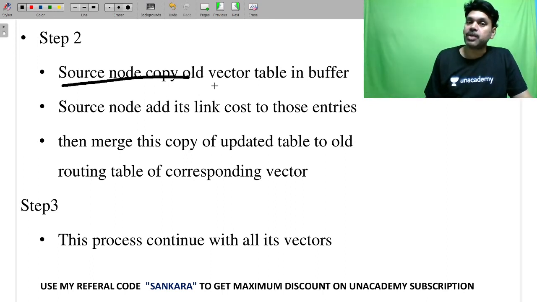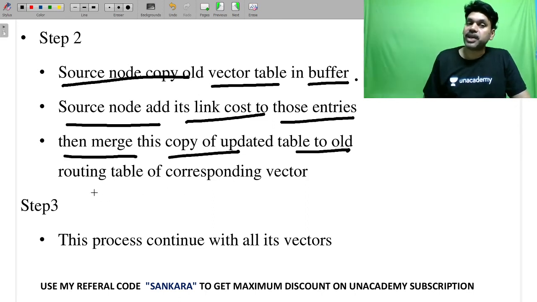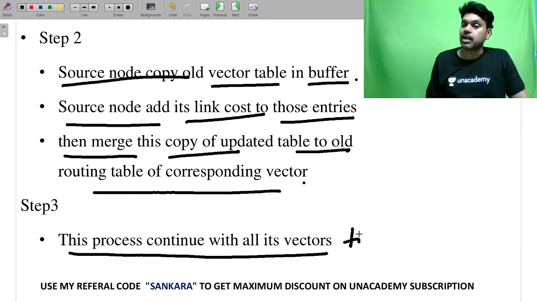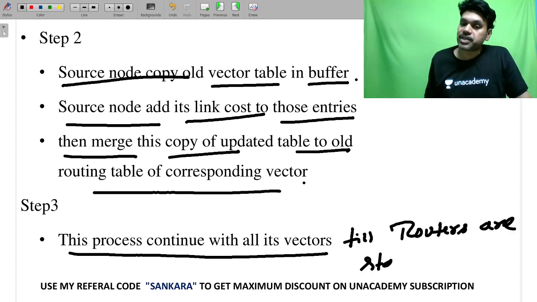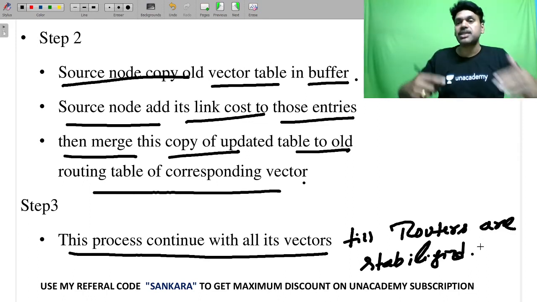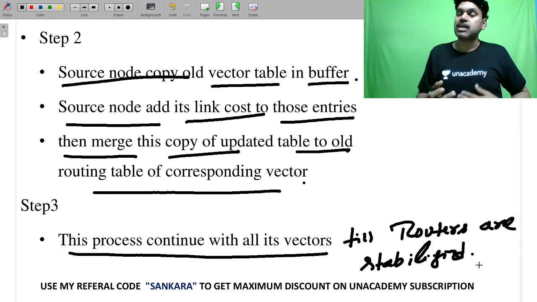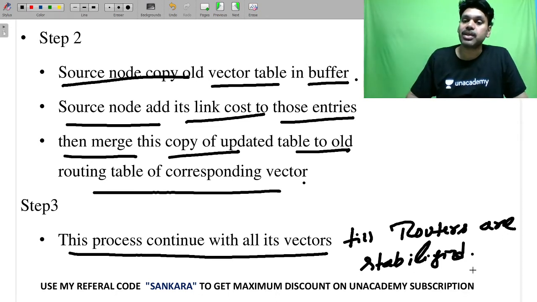So the source node copies your old vector table into the buffer, and the source node adds its link cost to those entries. Then merge the new table if at all you find new values, otherwise you keep the old table only. So this process continues with all the vectors till routers are stabilized. So what is the meaning of stabilized? Even if you go for n number of iterations, you are not going to find new values, you are getting the same values only. That is the meaning of stabilizing. A stable point. Even if you try to calculate some other iteration, you see that the values are coming as in your previous iteration only. So you can stop your process. So till your routers are stabilized, you need to process them. Okay.